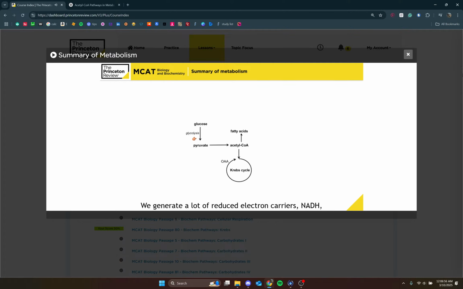We generate a lot of reduced electron carriers, NADH and FADH2, here in the Krebs cycle. Those electron carriers can then be put to the electron transport chain to generate even more ATP for us. So this is our main metabolic pathway. Assume that we are in a fed state and we have supplies of glucose.